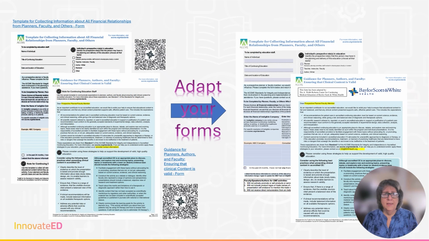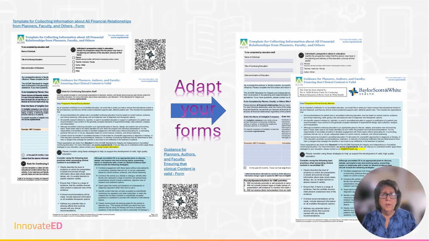It's how we adapted ACCME standard toolkit forms for our own processes. On the left, you'll see the original forms: the template for collecting information about all financial relationships from planners, faculty, and others, and a form with the guidance for planners, authors, and faculty, ensuring that clinical content is valid. This supports Standard 1. On the right of the slide are the customized versions that we use. We've also added at the bottom left of the paper form the 3 requirements specific to Standard 2 so that compliance is fully addressed.